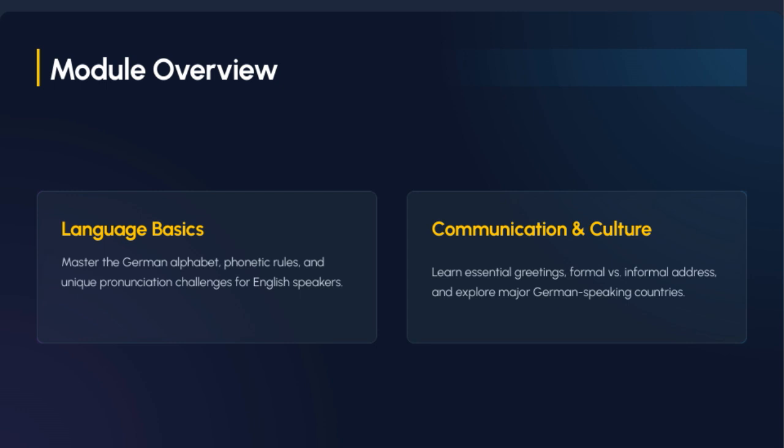Moving on, we'll master the German alphabet and phonetic rules. These are foundational skills that will make your pronunciation clearer and more accurate. German pronunciation can be tricky for English speakers, so we'll identify some of the unique challenges you might face. By the end of this module, you'll be well on your way to communicating confidently in German, understanding cultural nuances, and appreciating the rich diversity of German-speaking regions.